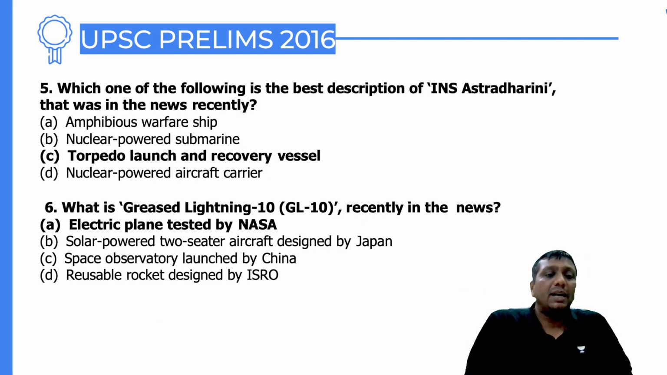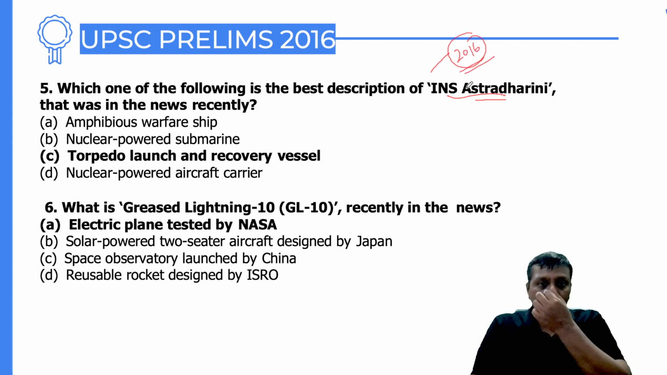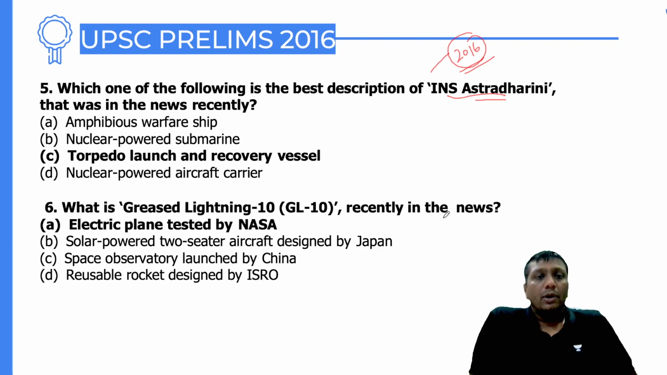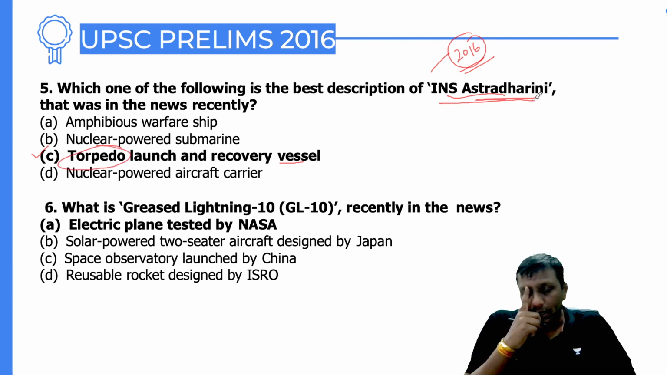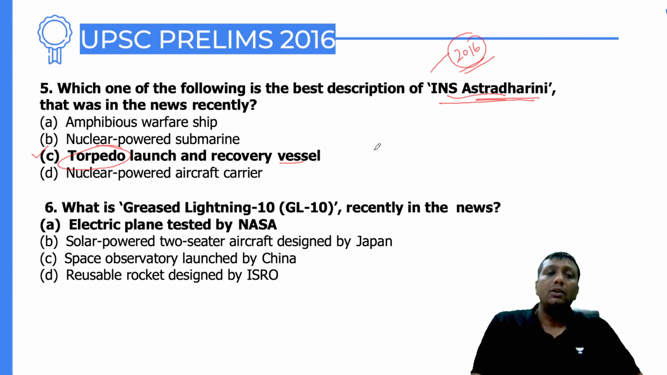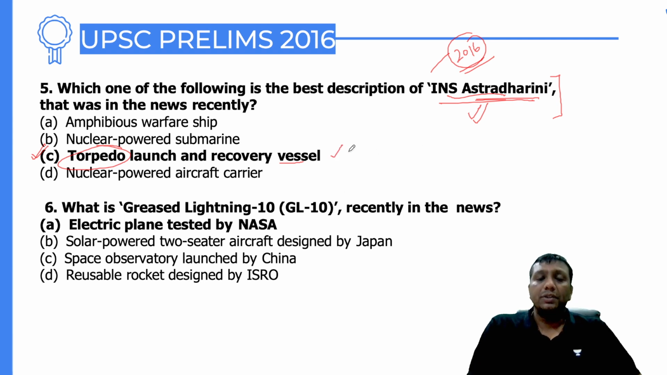Next question, UPSC asked about INS Astridhandi: which one of the following is the best description of INS Astridhandi, recently in the news? It was a current affairs question of 2016. This is another question UPSC made from current updates. The answer is that it is a torpedo launch and recovery vessel. Torpedo means it is used for underwater missiles. From this INS, guys, people can launch torpedoes from one submarine to another underwater. This INS Astridhandi was inducted in 2016 and it was in the news in that period. So torpedo launch and recovery vessel was the UPSC question.